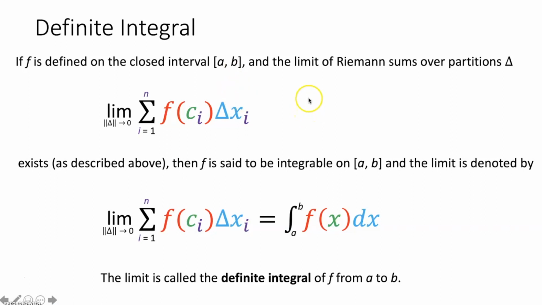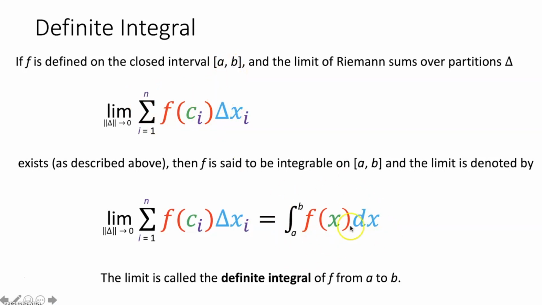And having an infinite amount of rectangles on that closed interval from a to b is the same as saying the limit as the norm approaches 0. Because the norm is just going to be the width of your largest subinterval. So if that is approaching 0, if that's super, super, super small, that means you're going to need an infinite amount of rectangles to fill that given interval from a to b, thereby giving you the exact area under the curve from a to b.